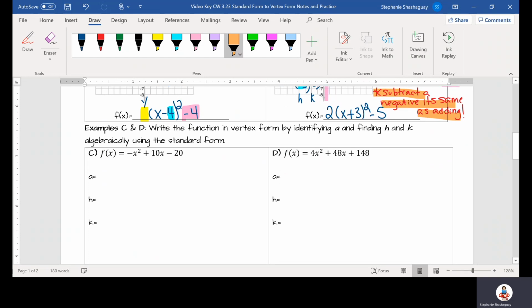All right, now for examples C and D, we're going to write the function in vertex form by identifying a and finding h and k algebraically using the standard form. So using what we've learned, we have to use the axis of symmetry formula.